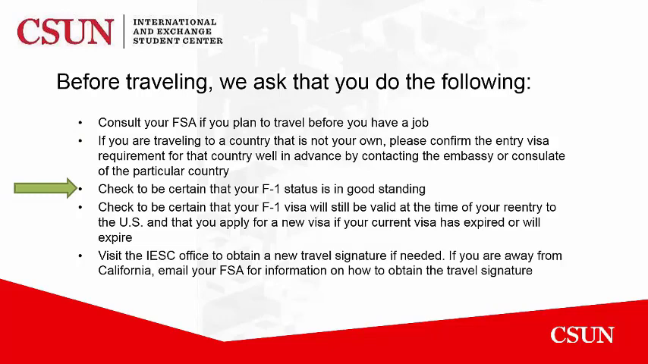Check to be certain that your F-1 status is in good standing. Check to be certain that your F-1 visa will still be valid at the time of your re-entry to the United States, and that you apply for a new visa if your current visa has expired or will expire. Visit the IESC office to obtain a new travel signature if needed. If you are away from California, email your FSA for information on how to obtain the travel signature.